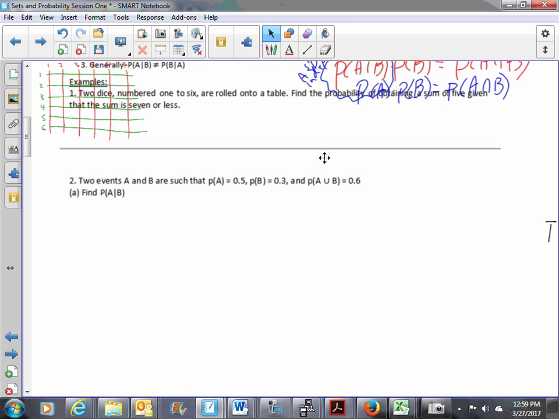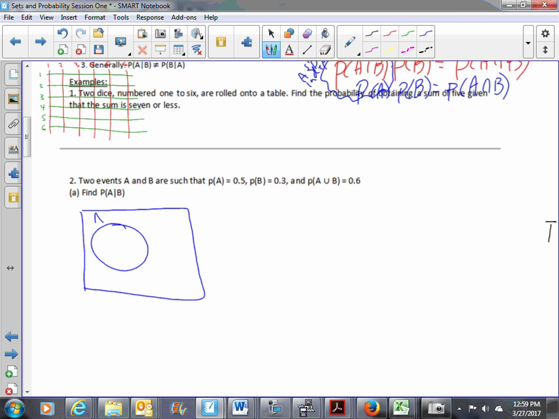So, example 2: two events A and B are such that the probability of A is 0.5, the probability of B is 0.3, and the probability of A union B is 0.6. Find the probability of A given B. Okay. Well, let's just go back to the Venn diagram here. Maybe this will work out nicely for us. We'll see in a minute.